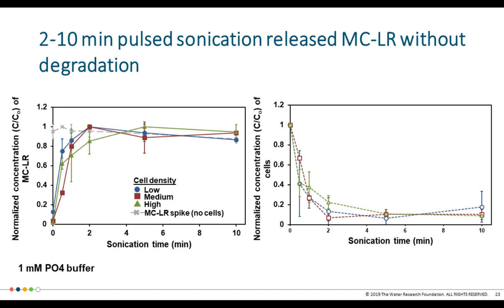I'm also showing the low cell density, the medium cell density, the high cell density, and the microcystin LR spike. What we saw here is that in no case did we lose our control microcystin LR, so the sonication did not degrade the microcystin. You can also see that around 2 to 5 minutes, that's where we are getting that complete release of toxin. So 2 up to 10 minutes was successful at releasing all the toxin. And when we look at cells, you're looking at this the reverse way. We're starting out with a normalized concentration of cells around 1.